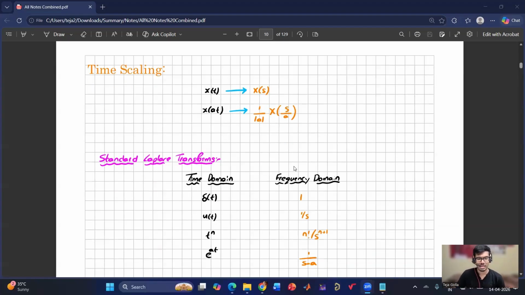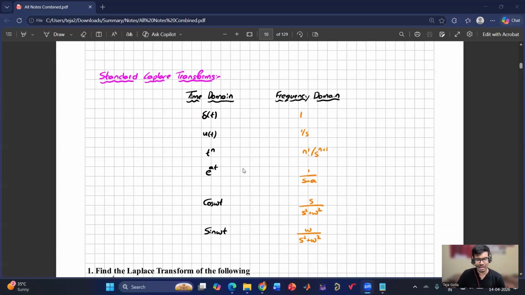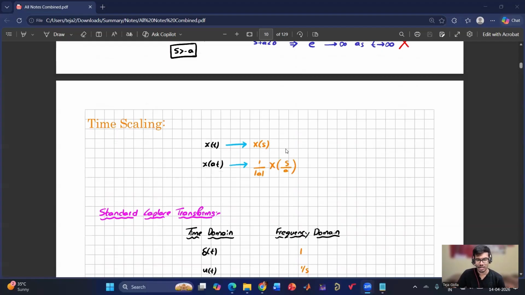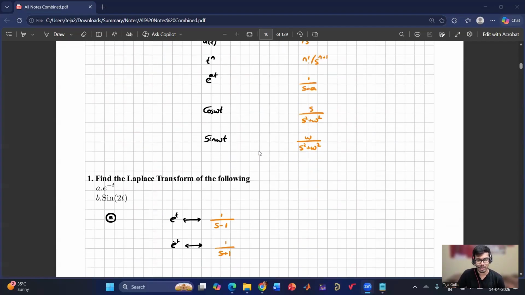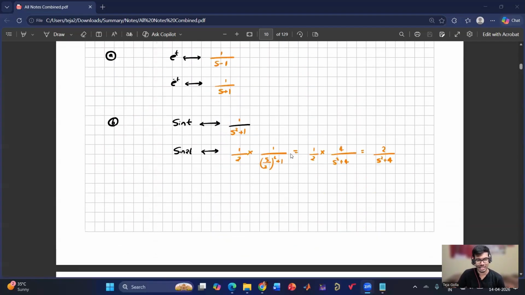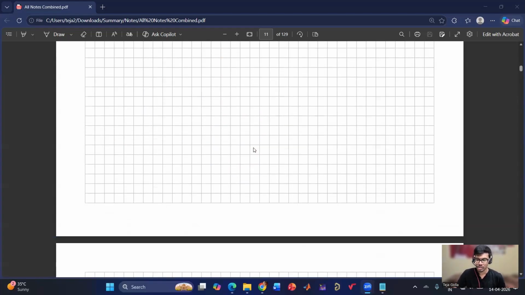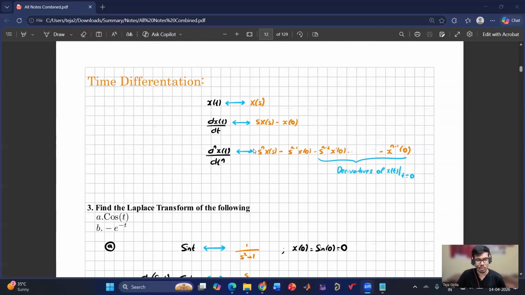So one is the time scaling property. And then I have also given a list of standard Laplace transforms that you should remember rather than deriving them every time, because this should be handy and it will save time in solving problems. So what I have done is I have given a property, and using that property, we have solved a few problems. So one is time scaling, one is time shifting, and we have solved one problem on that, so that you will know how to apply it. For each property, we have solved one or two problems.